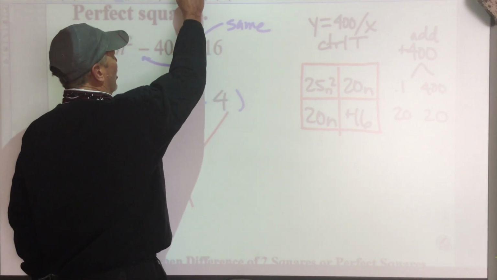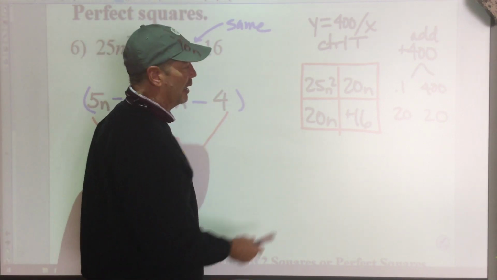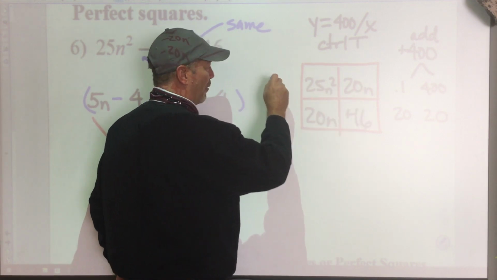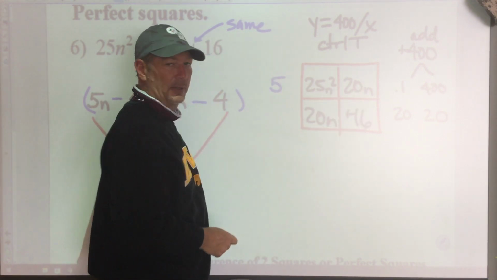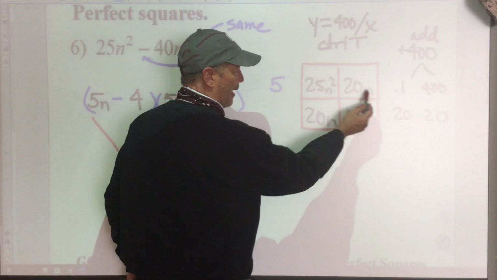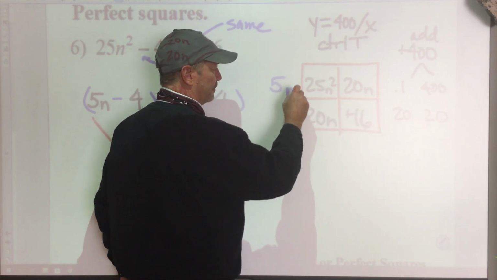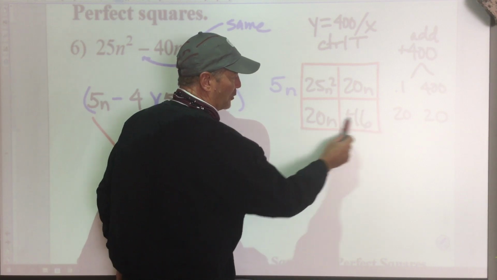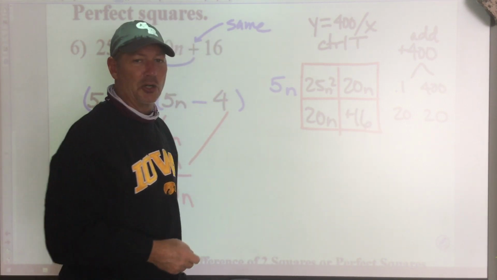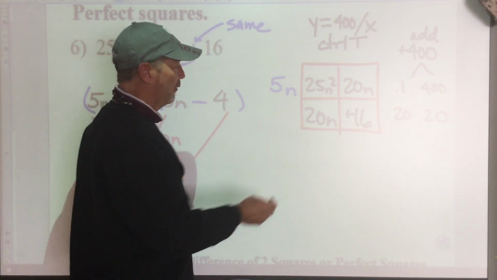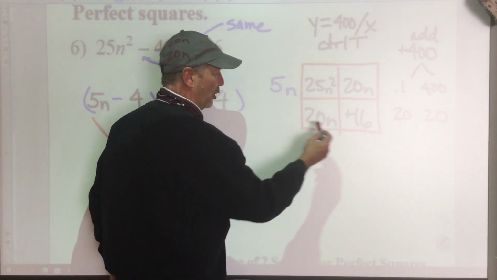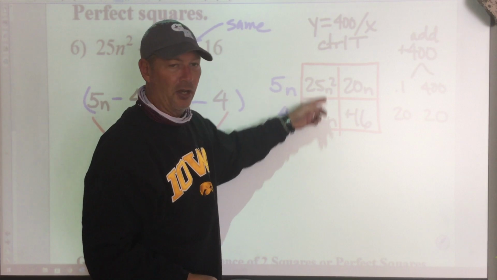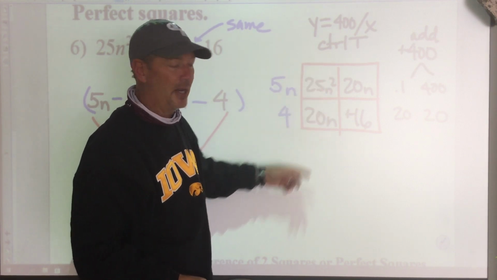We're going to look for what they have in common. Coming across, what number goes into both of these? The number 5 goes into both of those. They also have the letter N in common. Coming across the bottom, what number goes into both of those? It turns out the number 4 goes into both of those. 4 goes into 20, 4 goes into 16. When you go up and down, it's the exact same combination.